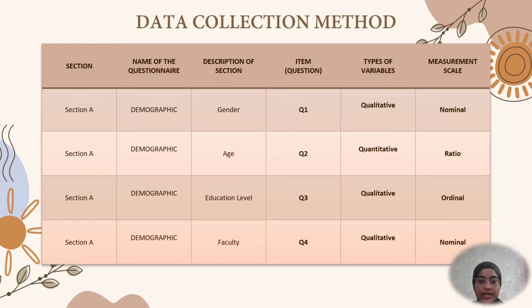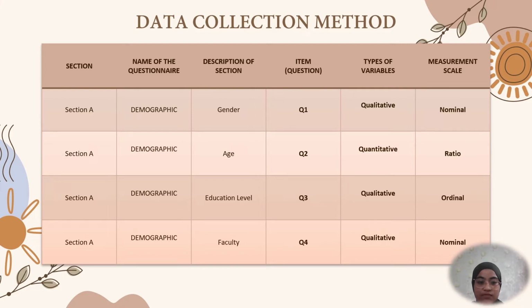For Section A, the name of the questionnaire is demographic, which includes gender, age, education level, and faculty. Types of variable for gender, education level, and faculty is qualitative, and types of variable for age is quantitative. Qualitative data are measures of types and may be represented by a name, symbol, or a number code. Quantitative data are measures of value or counts and are expressed as numbers.